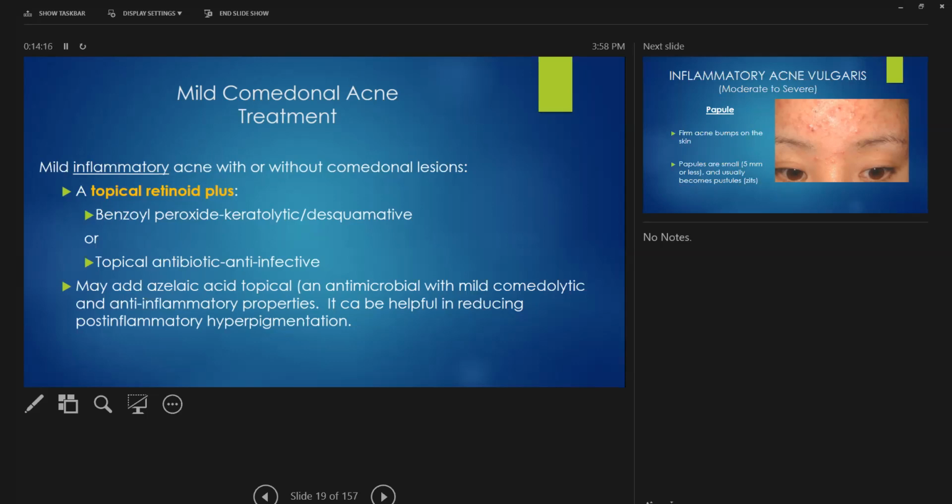You can also use a topical antibiotic, which is going to help with the infection of the propionic bacteria or any sequelae of infection that may follow. You may also add azelaic acid, an antimicrobial with mild comedolytic and anti-inflammatory properties. Basically, this is kind of killing off the outer layer of keratin, and that can be helpful at reducing inflammation and opening some of those comedones up so that they can be treated properly.